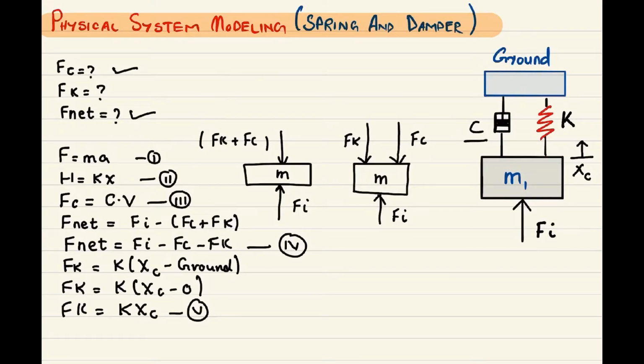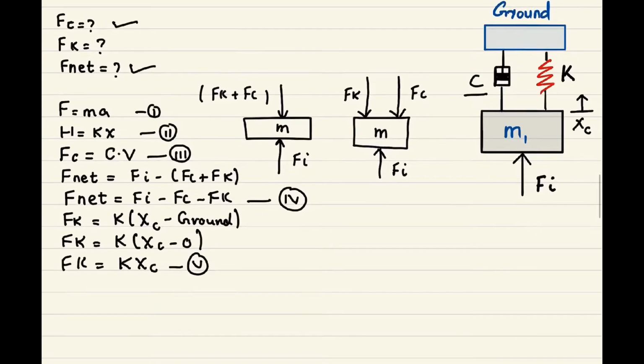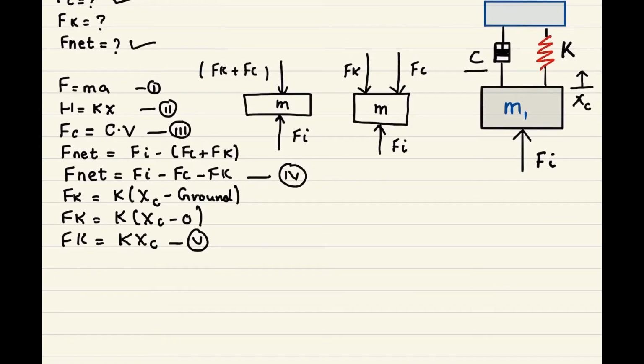Now we've got all our necessary equations to draw this block diagram, and I'm just going to highlight the equations that we are going to use. We are going to use the first one, we are going to use fc, we are going to use fnet, and this final equation, fk.